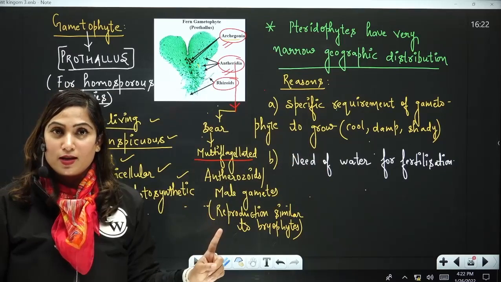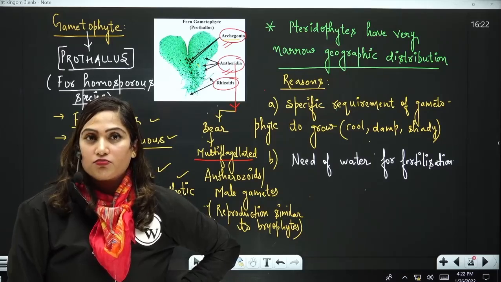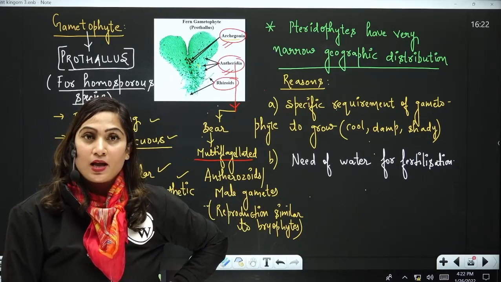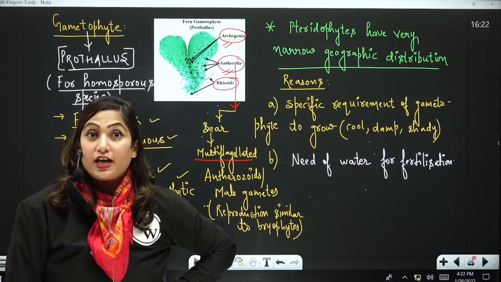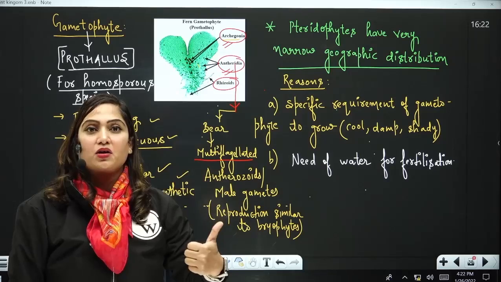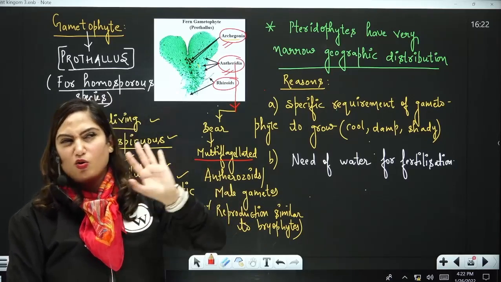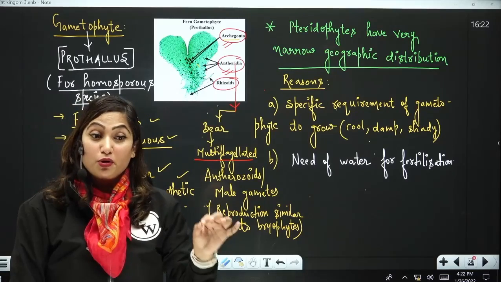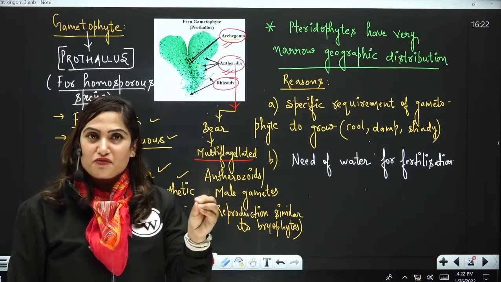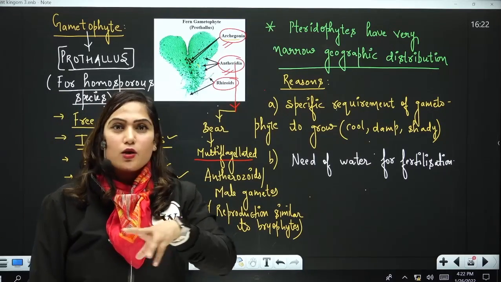First reason, because the gametophyte of pteridophytes shows tantrums. It says, I will not grow everywhere, I have my specific requirements. The gametophyte of pteridophytes needs specific situations: a particular amount of coolness, temperature, a particular amount of shadiness, not much light, a particular amount of moisture, then only it will grow. So because of the specific requirements of the gametophyte of pteridophytes, they are not found everywhere.